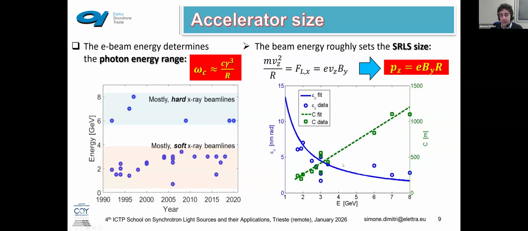There is also another curve, the blue line, which is saying that the emittance, the horizontal emittance in particular, of these light sources is inversely proportional, with some square root like law, to the electron beam energy. And the reason is that the larger the circumference is, the more knobs there are to manipulate the electron beam in order to squeeze the emittance, as we will see later on.